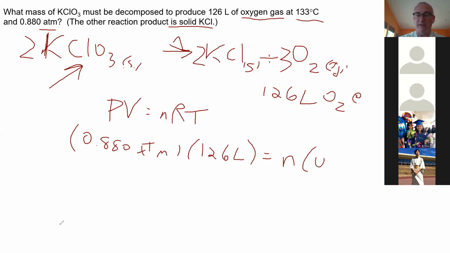Times R, which is 0.0821 atmosphere liters over K. Did I screw that up again? K moles? Or is it moles? Moles, and then moles K. I'm always getting that one wrong.